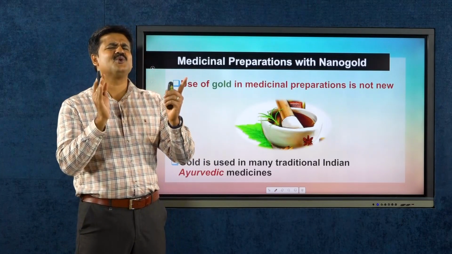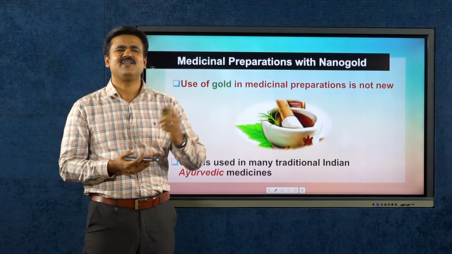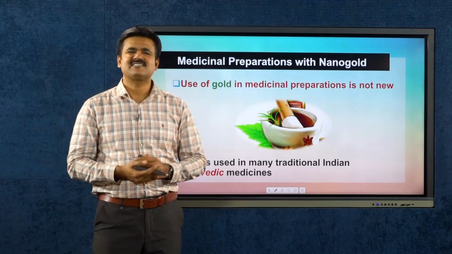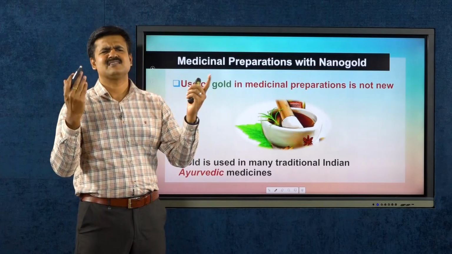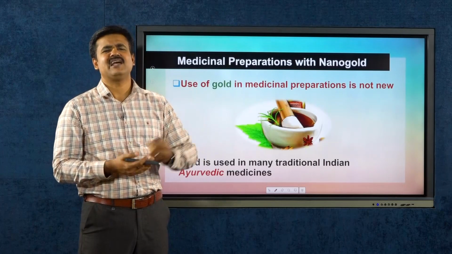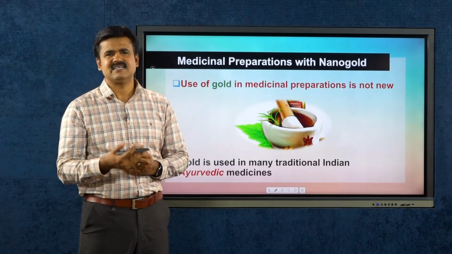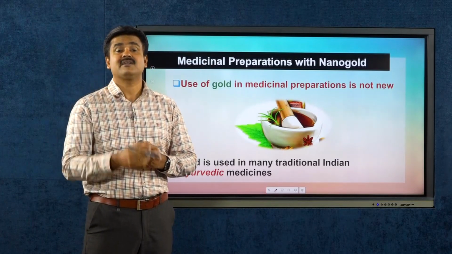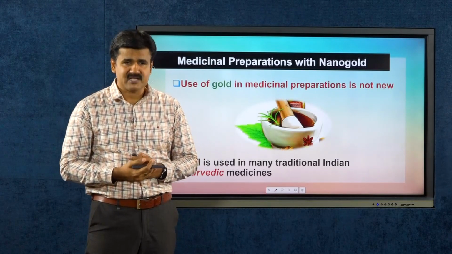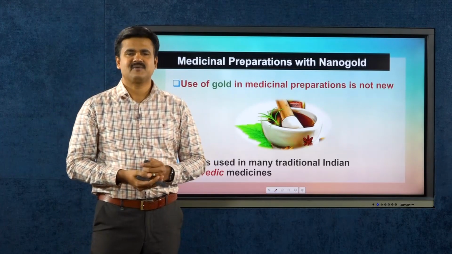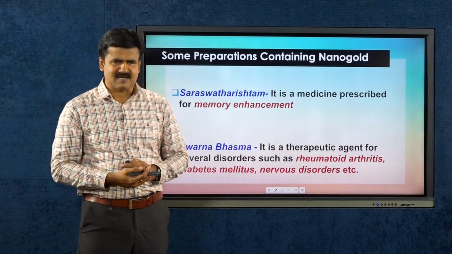This is also closely related to the history of nanoscience and nanotechnology. Use of gold in medicinal preparation is not a new thing. You have heard about the various Ayurveda medicines, and so many Ayurveda medicines used nano gold, or small particles of gold, as one of their components. Gold is used in many traditional Indian Ayurvedic medicines. We can move on to some examples.